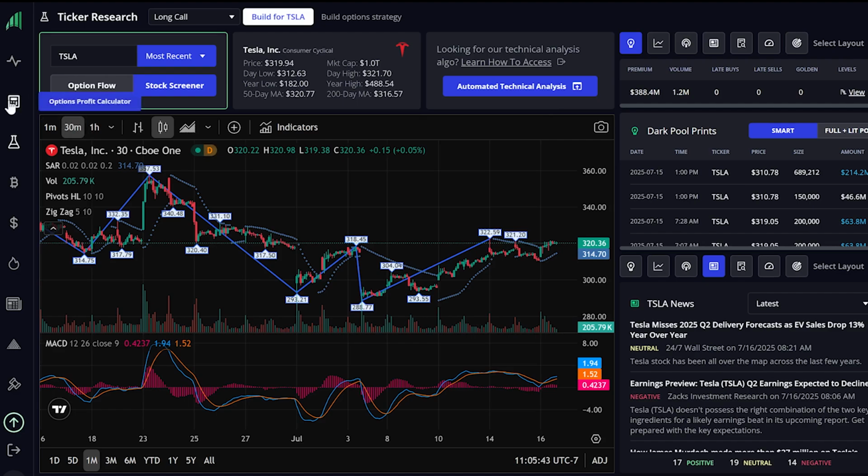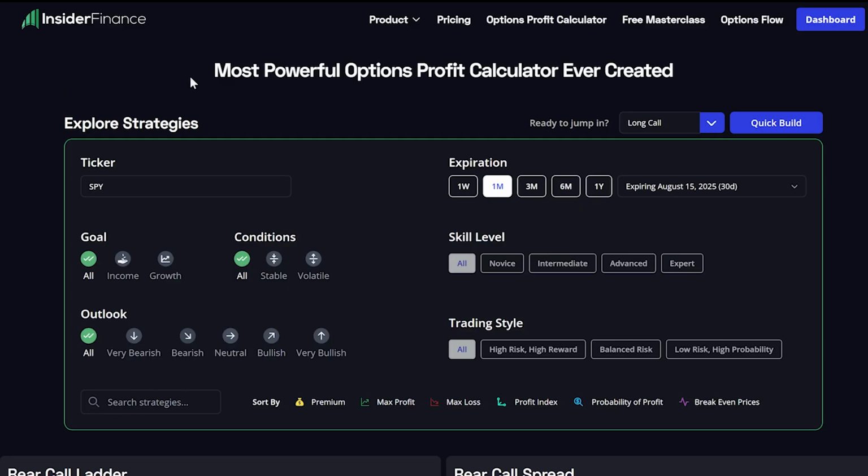The other big, for me, feature that Insider Finance offers is this options profit calculator. This is a pretty cool tool. It's not totally unique. There are other options profit calculators out there, but I just like the ease of use of this one and the way that it looks and feels. It's pretty straightforward to use, especially if you're newer to options trading, but it also works perfectly well for more advanced traders here. You can enter the ticker that you're interested in trading options around.